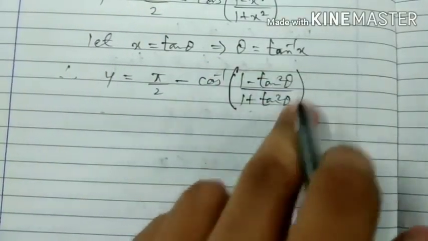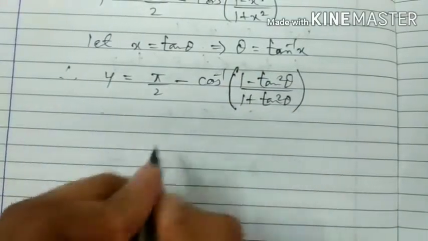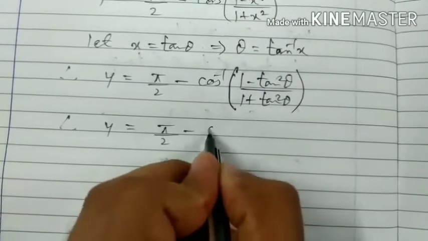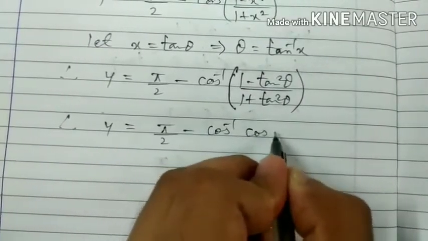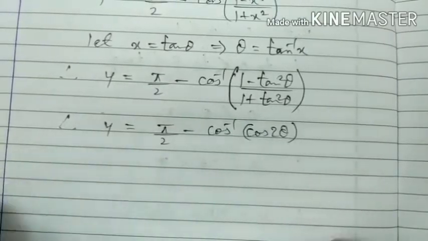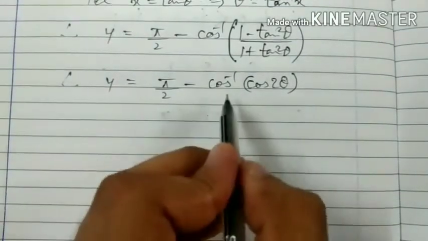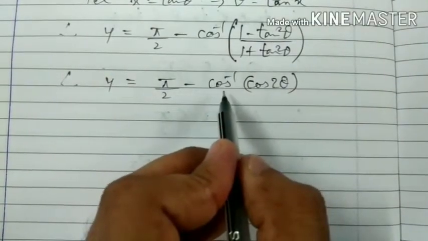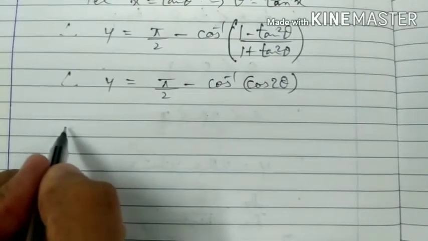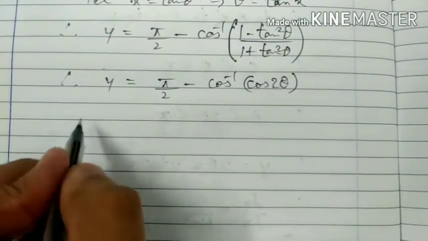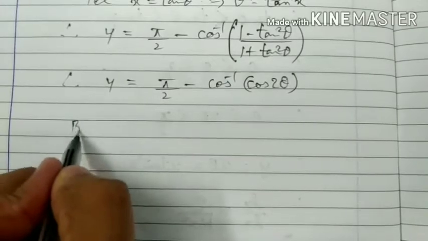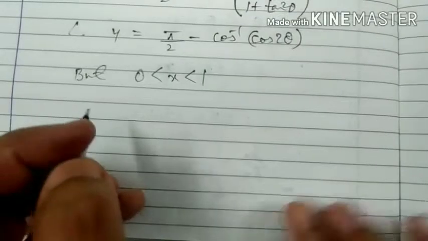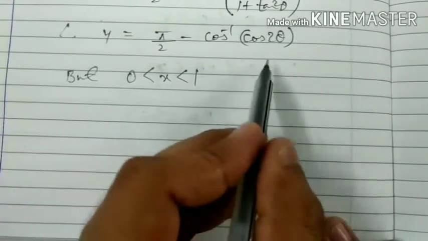Now for this bracket we can write cos 2 theta. Therefore y equal to pi by 2 minus cos inverse of cos 2 theta. Now for simplifying this, we have to show that 2 theta lies in the range of cos inverse. So from the given condition, 0 less than x less than 1, this is the given condition. From this we will find the range of 2 theta.